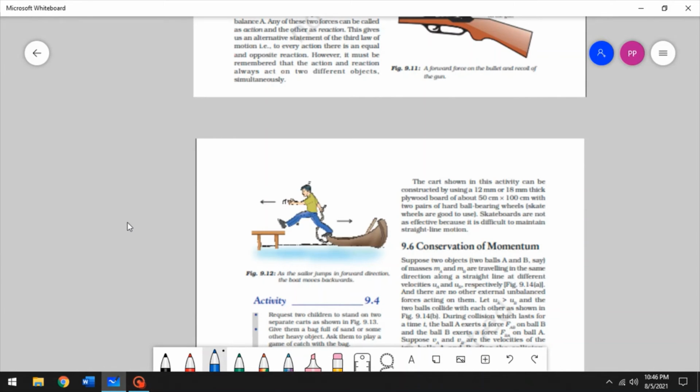Even this is a pretty common situation that most of us might have seen. When you're getting off a boat, or when you see people getting off a boat, you see them stepping forward, right? But then the boat moves a bit backwards. Why is that? Because the forward force that we apply to move forward is reciprocated by the boat moving backwards. So the same force, but in the opposite direction.